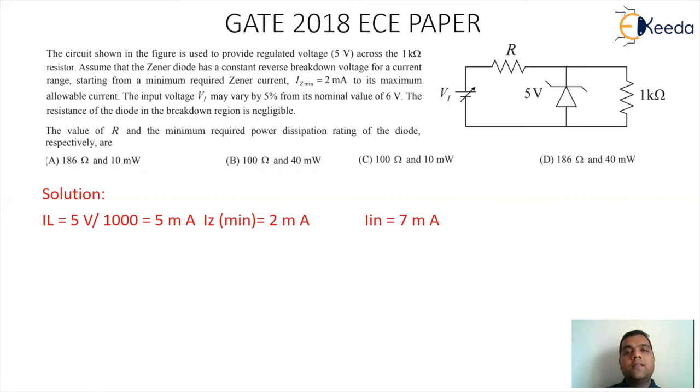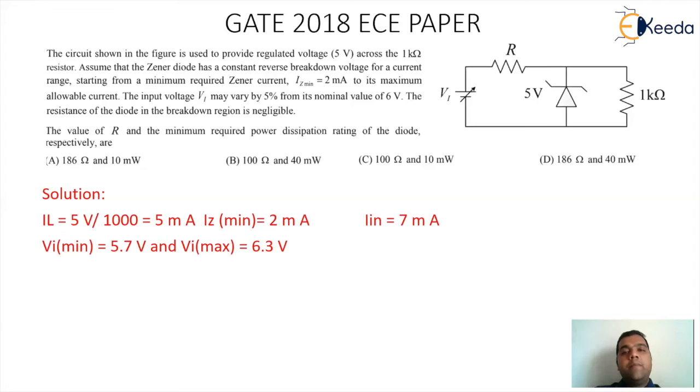Also, the Zener minimum current is given as 2 milliampere. So now I can directly take the input current as the addition of the Zener current plus the load current. So it will be 5 milliampere plus 2 milliampere, which will give us 7 milliampere. So we got the value of input current as 7 milliampere.